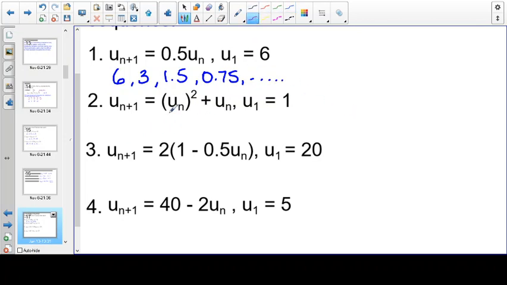This one, each term is the previous term squared plus the previous term, so 1 squared plus 1 is 2, 2 squared plus 2 is 6, 6 squared plus 6 is 42, and so on. This one, each term is 1 minus the previous term halved times 2. So the first term is 20. If I halve that and take it away from 1, I get minus 9 times 2 is minus 18. If I halve that, I get 9.